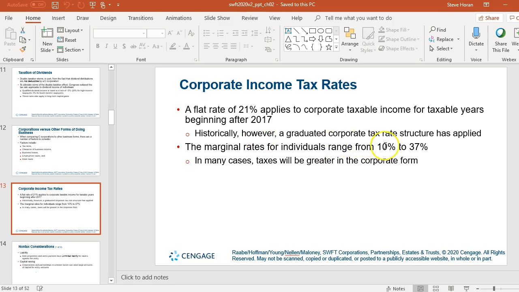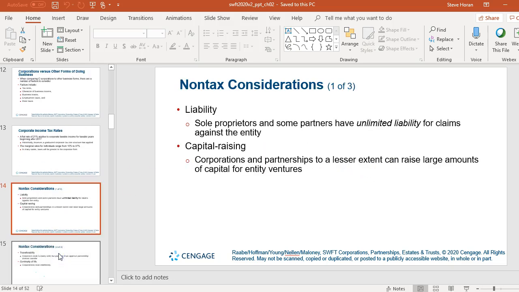And we talked about the corporate income tax rates. Most on the individual side, as you guys know, it's mostly between 10 to 37%. In many cases, taxes will be greater in the corporate form. Just kind of keep that in mind, okay? So the corporate form. And we'll talk about why that is.